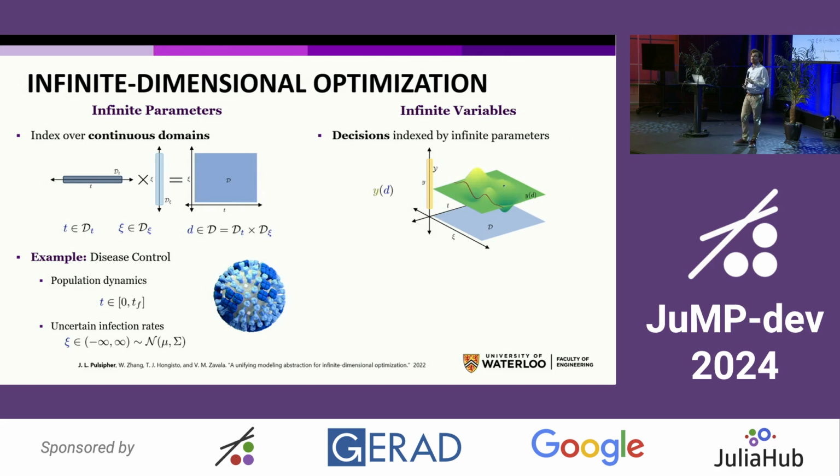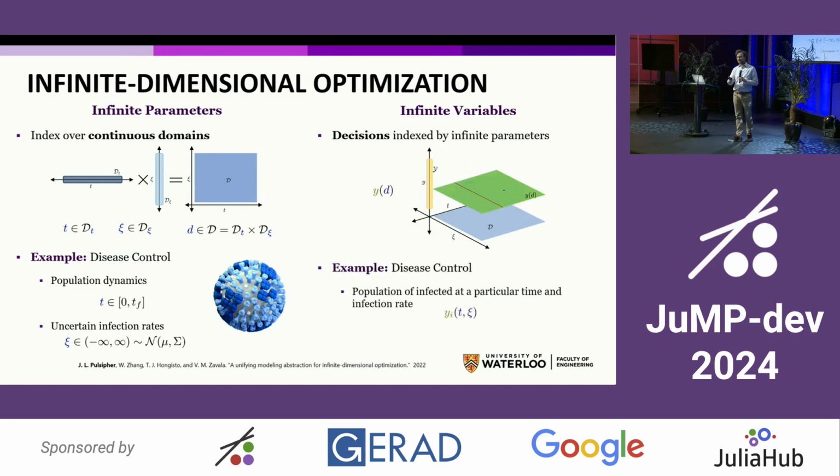Then we can have infinite variables. These are the decisions we're trying to make, and these are indexed by infinite parameters. So you could think of, for example, the population of infected individuals at a certain time t with a realization of an infection rate xi. In other words, we're optimizing functions, shaping functions. I could have called this functional opt, but InfiniteOpt sounds cooler, and that is important.